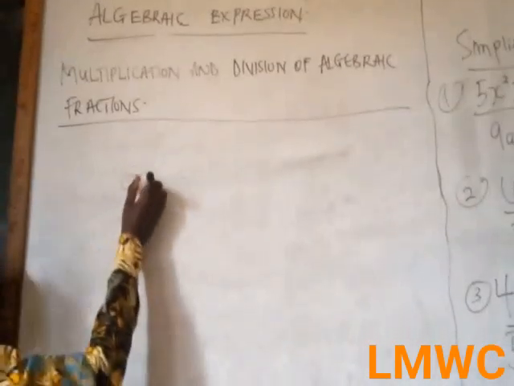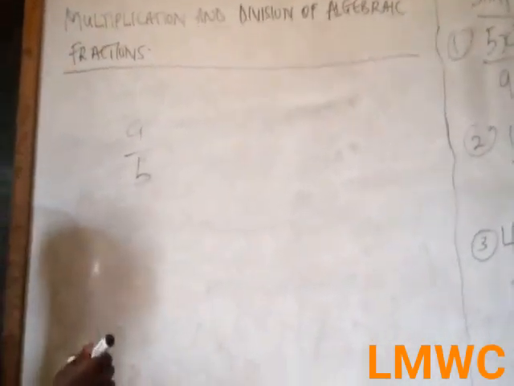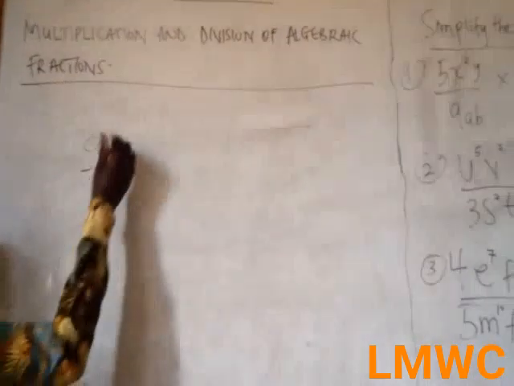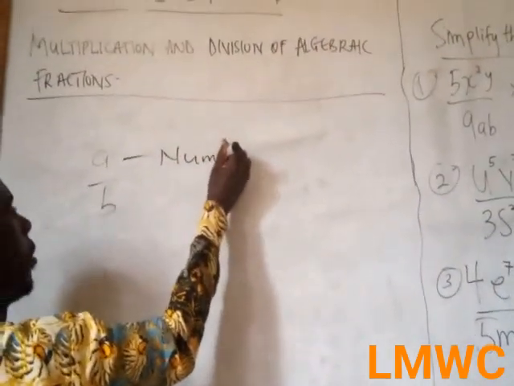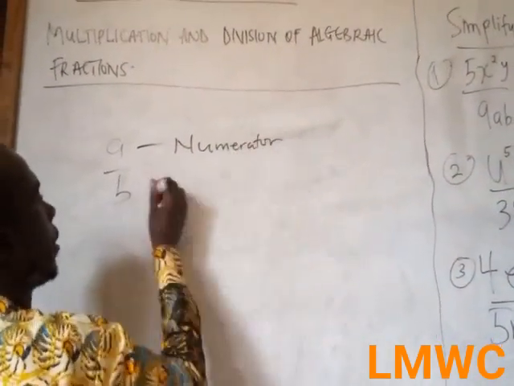Multiplication and division of algebraic fractions. We know if I give you a over b, this is the numerator and this is the denominator.